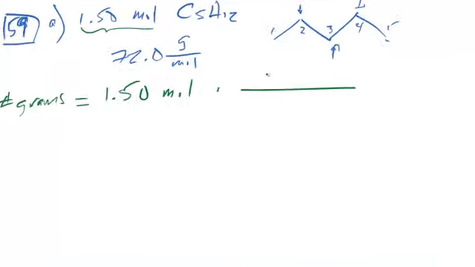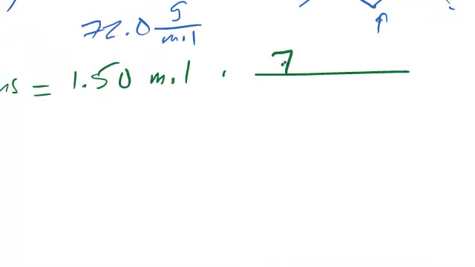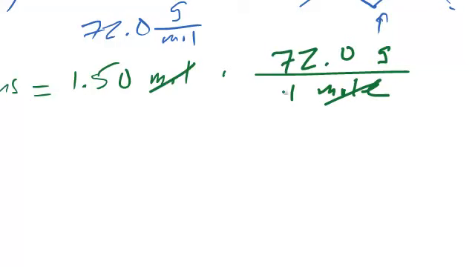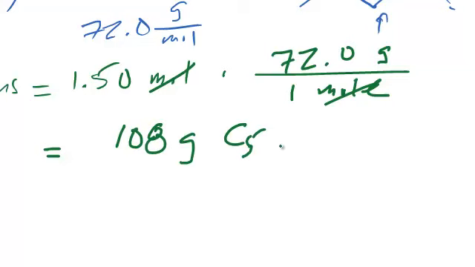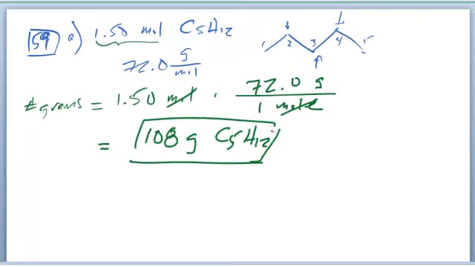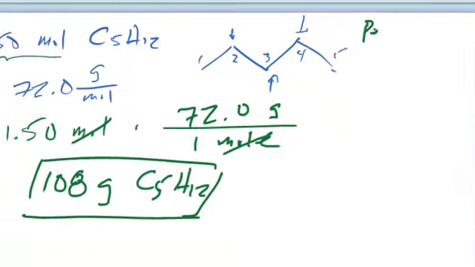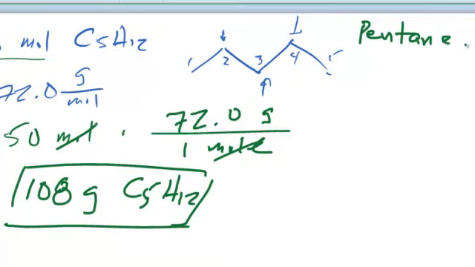Now this time we're going to put the molar mass on the top, right? Because we're trying to figure out what is the mass of that number of moles. 1 mole on the bottom. And this way we can cancel out the moles. And that equals 108 grams of C5H12, otherwise known as pentane. Sorry, I forgot to mention the name of this molecule. And you guys know that, pentane.